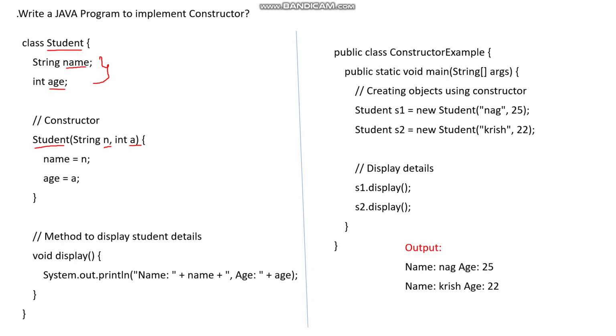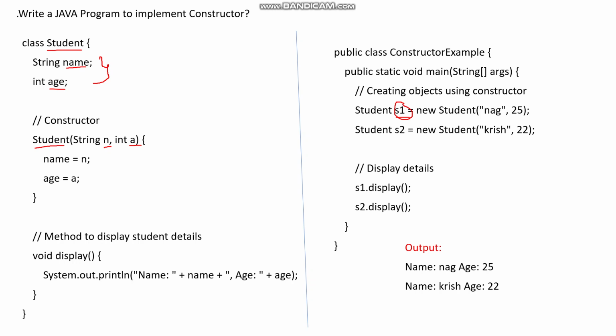Here, public class ConstructorExample. I gave the main class name as ConstructorExample. Public static void main, String arguments. First of all, I am creating two objects for this class. For this Student class I have written Student s1 equals new Student("Nog", 25), meaning the name is Nog and the age value is 25. For this student one object, the name is Nog and the age is 25.